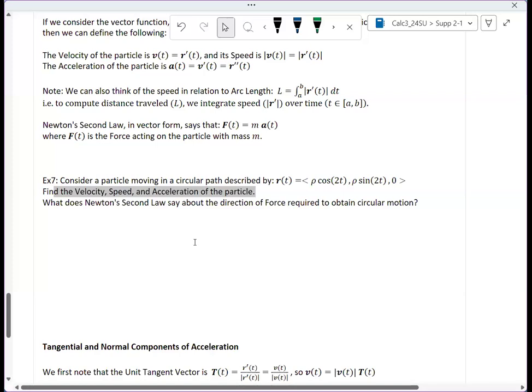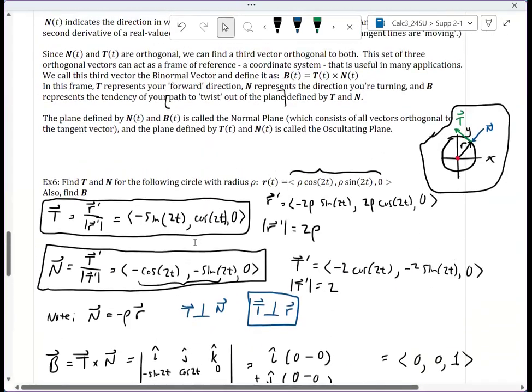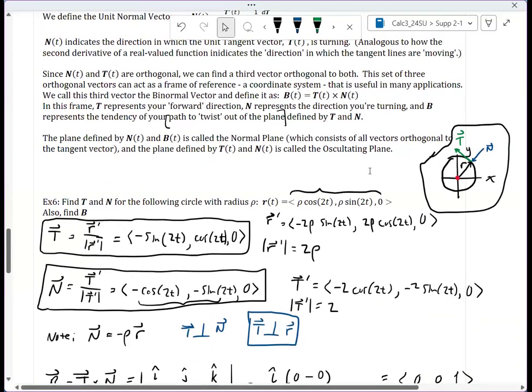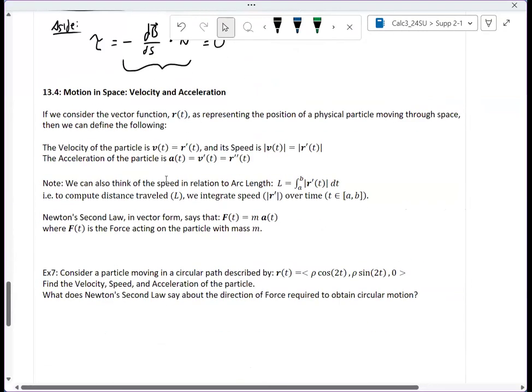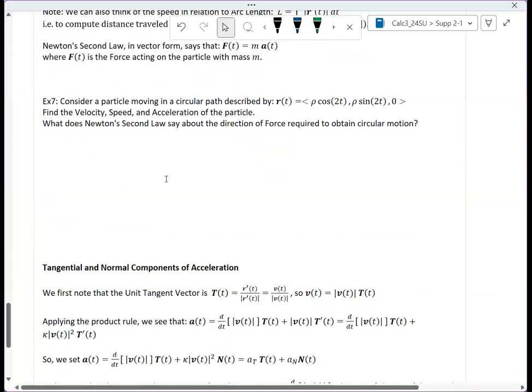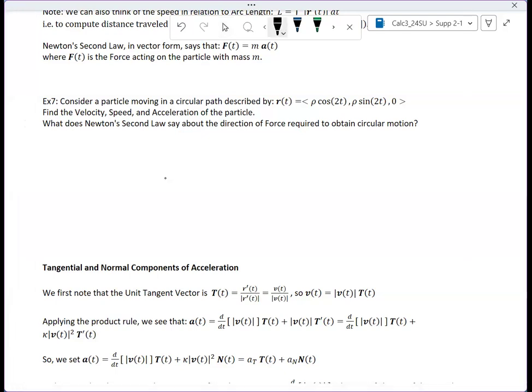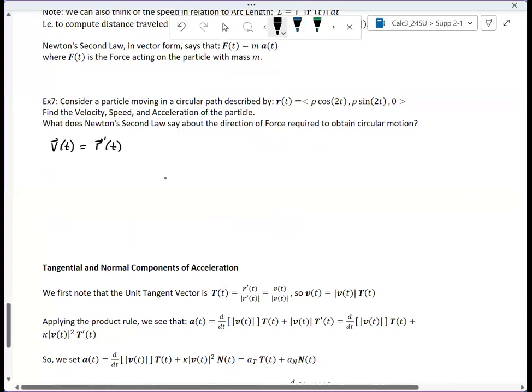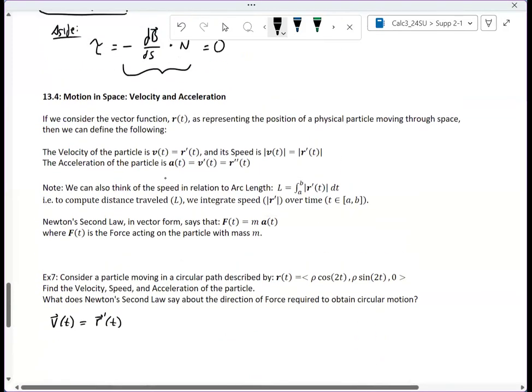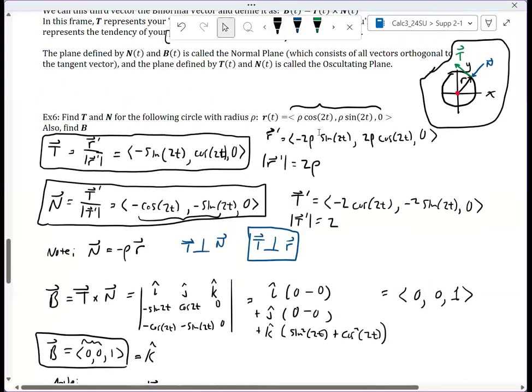Let's find the velocity, speed, and acceleration of the particle, and we'll actually just revisit this picture, but under a different context, and maybe this will lead to some interesting physical intuition, or maybe counterintuitive physical intuition. Okay, so I want to find the velocity, speed, and acceleration, so I need to find r prime, but I already found r prime up here. I just have that over here.